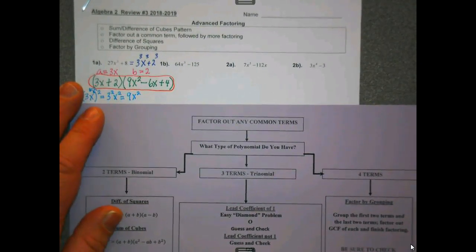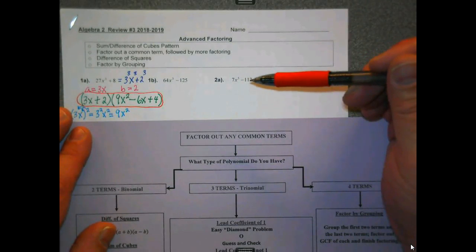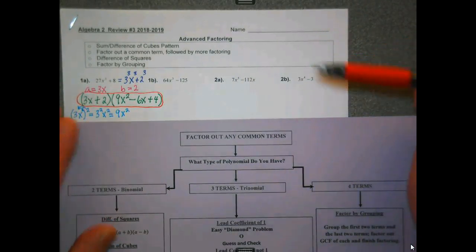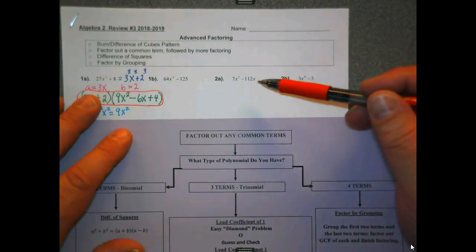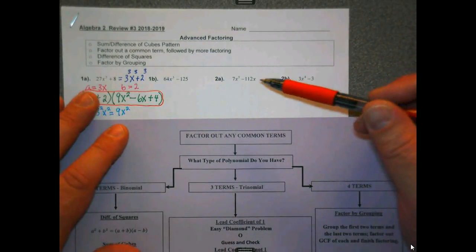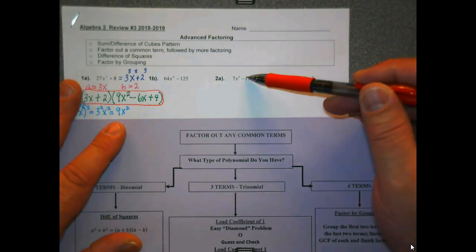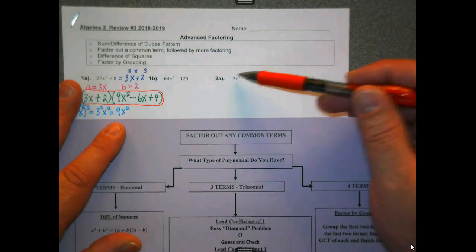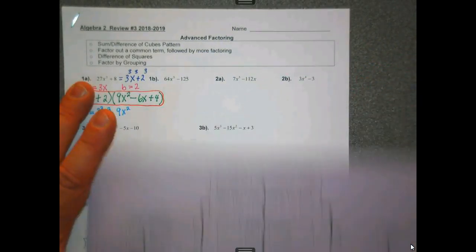Okay, I have 7x to the fifth minus 112x. Now, we never ever factor. So I'm looking at this and I'm thinking to myself, because I can think to myself, I wonder if 7 is a factor of 112. I'm going to try it.